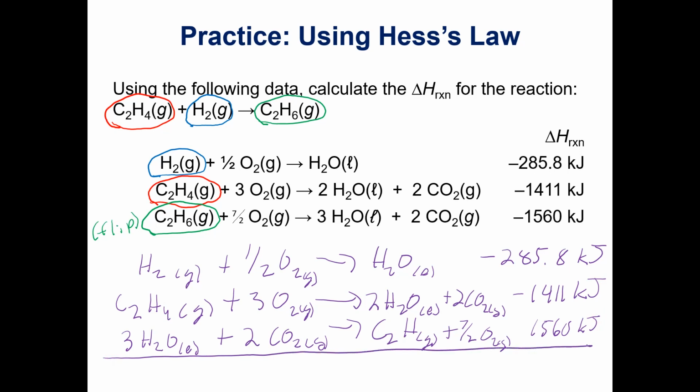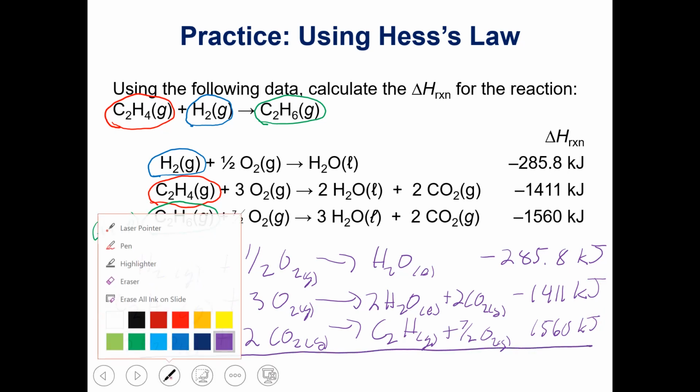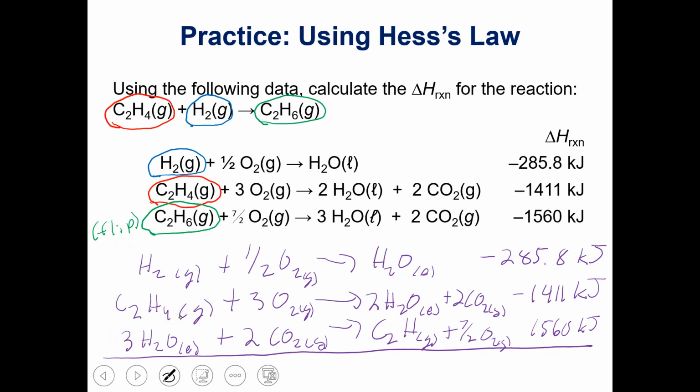So then we need to go through and cancel out everything that shows up on both sides of the equation. So we can start with, we have 2 carbon dioxide and we have 2 carbon dioxide. So that one's nice because it matches up perfectly. There's 2 carbon dioxide on the product side, there's 2 carbon dioxide on the reactant side.